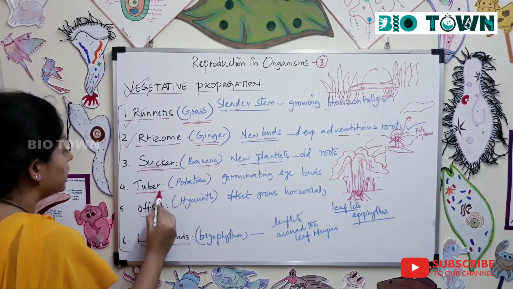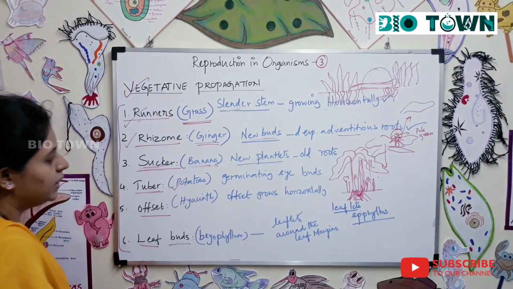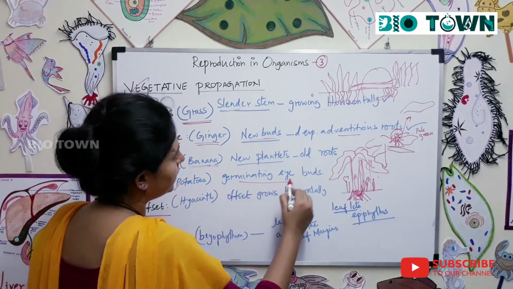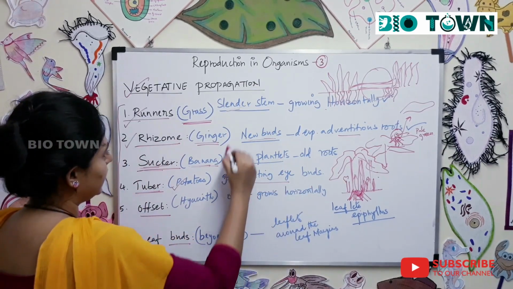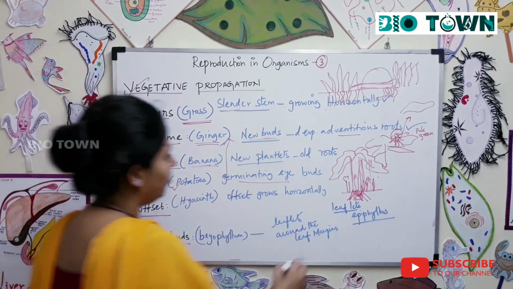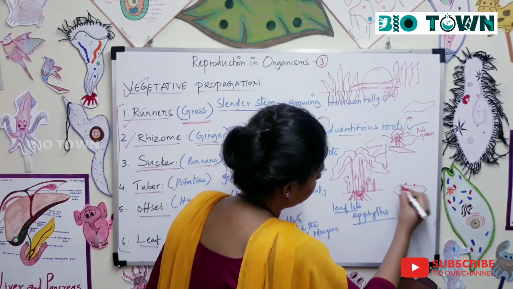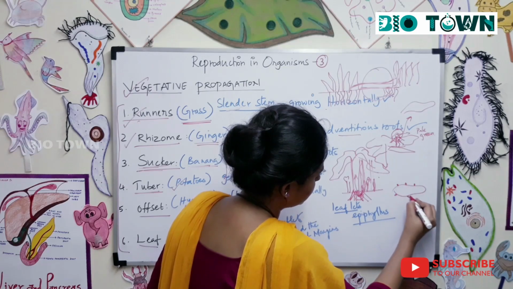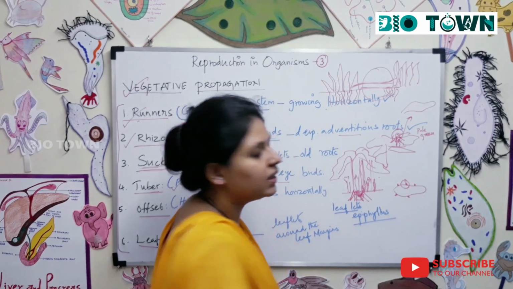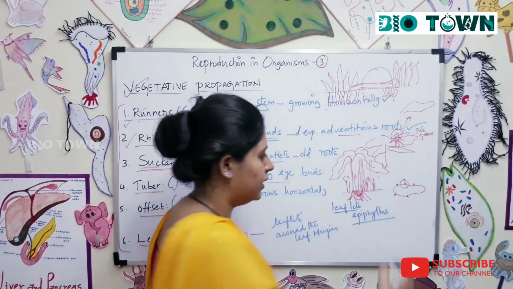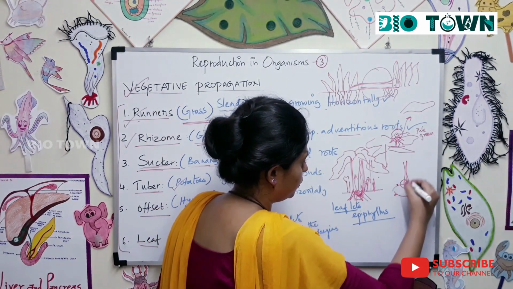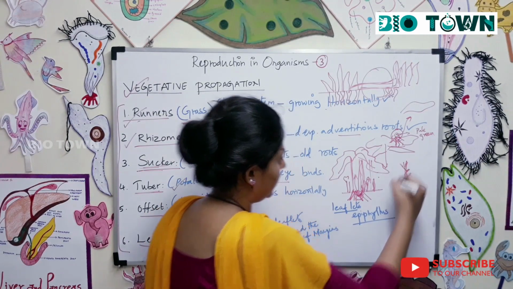Next is tuber. So you can see it in potato families where there is a germination of eye buds. It is almost like ginger. The same way there is a potato and new baby potato buds are being formed. So when you place it in the soil, and even this is pale green in color. So when you keep it in the soil, it sprouts into a new potato plant, right?